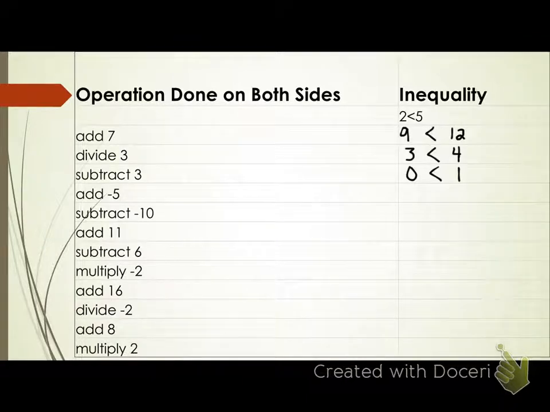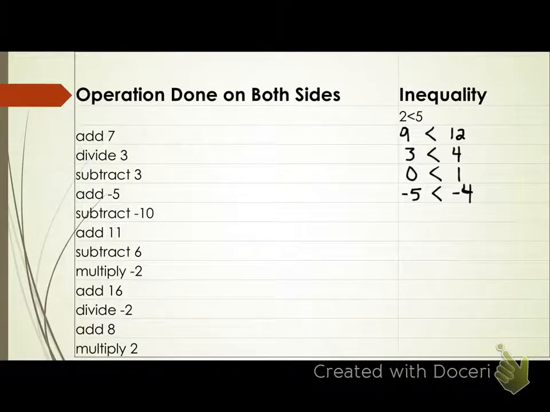Everyone with me now and understanding what we're doing on this slide? Yes. Okay. Now we're adding negative 5 to both sides. What's 0 plus negative 5? Negative 5. What's 1 plus negative 5? Negative 4. What happens with my inequality? It's the same. Right? Negative 5 is less than negative 4.